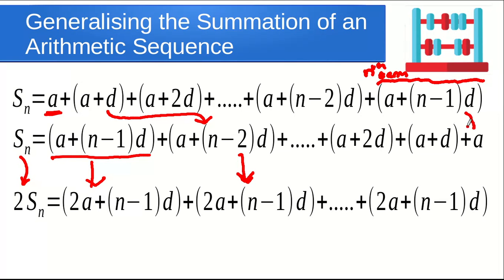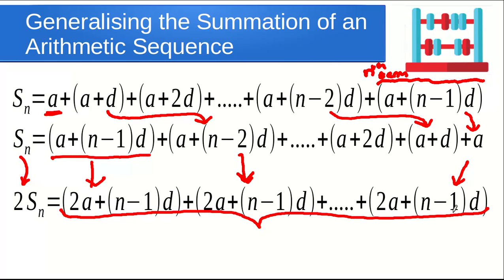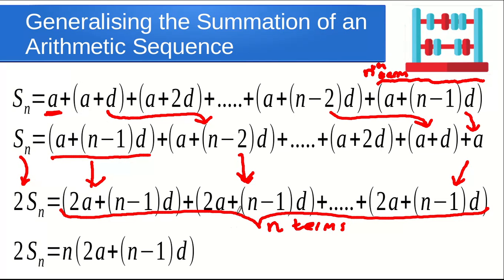If you add this one to this one, you get 2a plus n minus 1 d. If you add that one to that one, you get 2a plus n minus 1 d, so on and so forth. Now really, the only other thing we've got to worry about is how many of those terms are there? Well, once again, there are n terms, because remember, that last term was the nth term, and therefore we have n terms there.